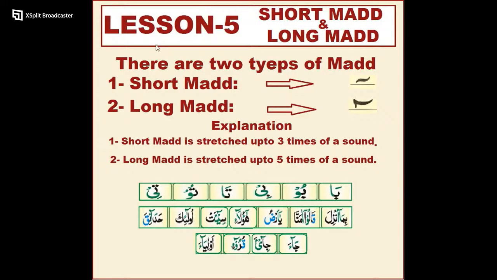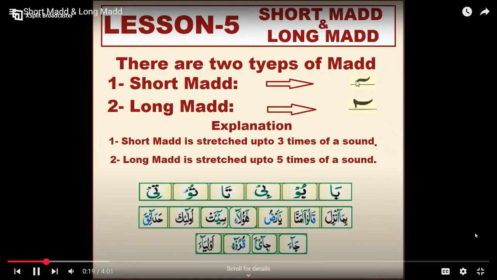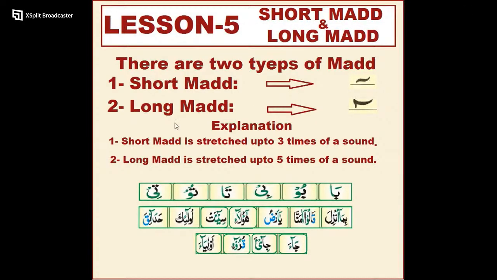Today, inshallah, we are practicing lesson number 5, where we will practice and learn about the short mad and long mad. There are two types of mad. Number one we call short mad, and it always looks like this wavy thin sign on top of the letters. And number two we call long mad, and we always see this thick wavy sign on top of the letters.